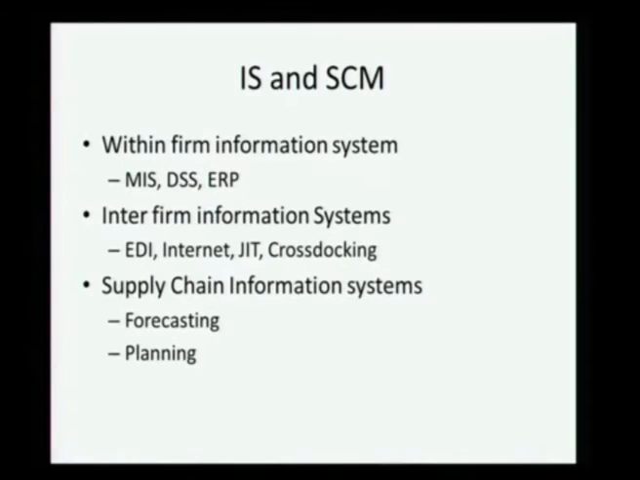Now, we spend a little more time on information systems and supply chain management. We classify information systems into three: within firm information systems, inter firm information systems and supply chain information systems. This kind of classification is only indicative, it is not exhaustive, and we will see some aspects of this classification. Within firm we could think in terms of MIS, DSS and ERP. MIS stands for management information systems, DSS stands for decision support systems and ERP stands for enterprise resources planning systems.